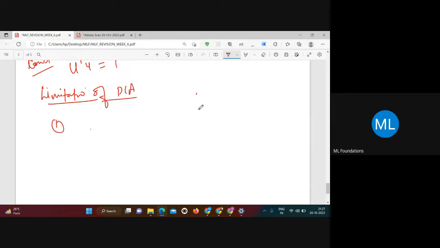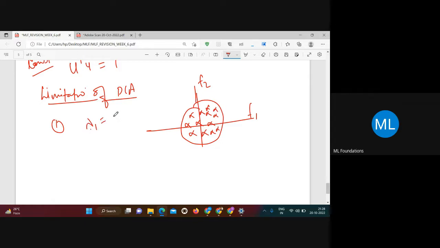The first limitation is this one only. If you have a data set like this, you can't do much, because you are losing almost 50% of the information, as I calculated. Here, if I have two features F1 and F2, and the data set is in the form of a circle, you can expect lambda 1 to be some constant value like 3 or 4, and lambda 2 will also be the same.